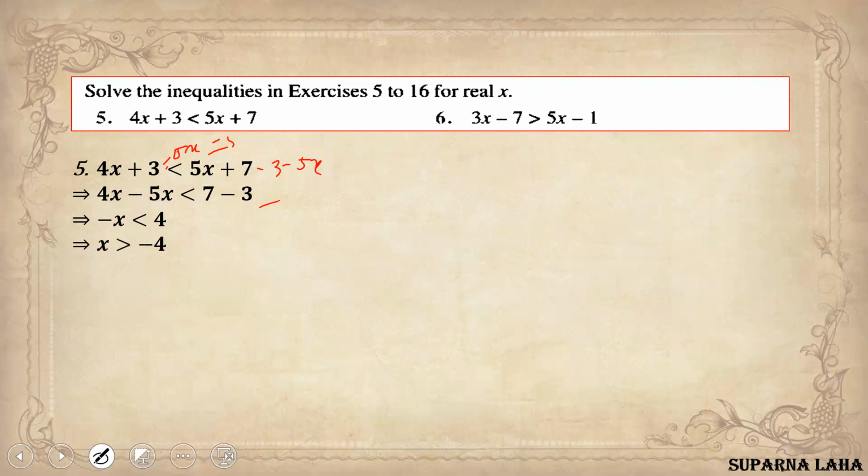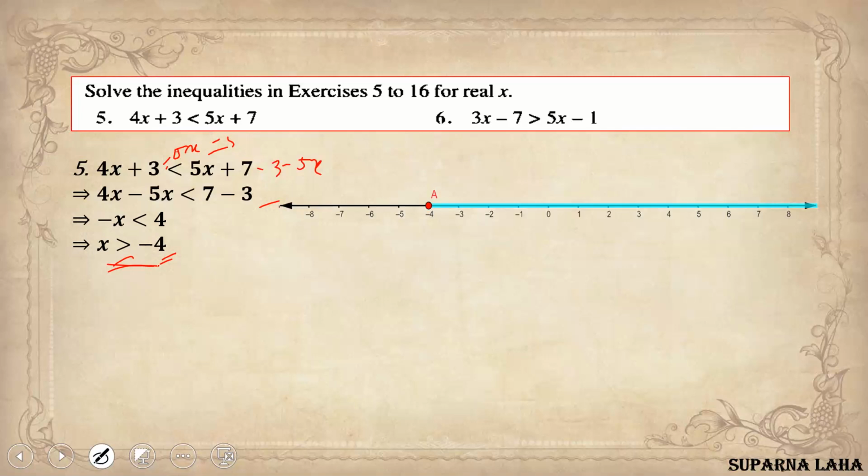So if we change the sign of the term, then the inequality sign changes, that is if it is greater than, it will convert into less than. If it is less than equal to, then it will convert into greater than equal to. Okay, so always remember, if you are changing the sign in inequalities, then the inequality sign, greater than, will change into less than, and less than will change into greater than. So here the solution set is x greater than minus 4.